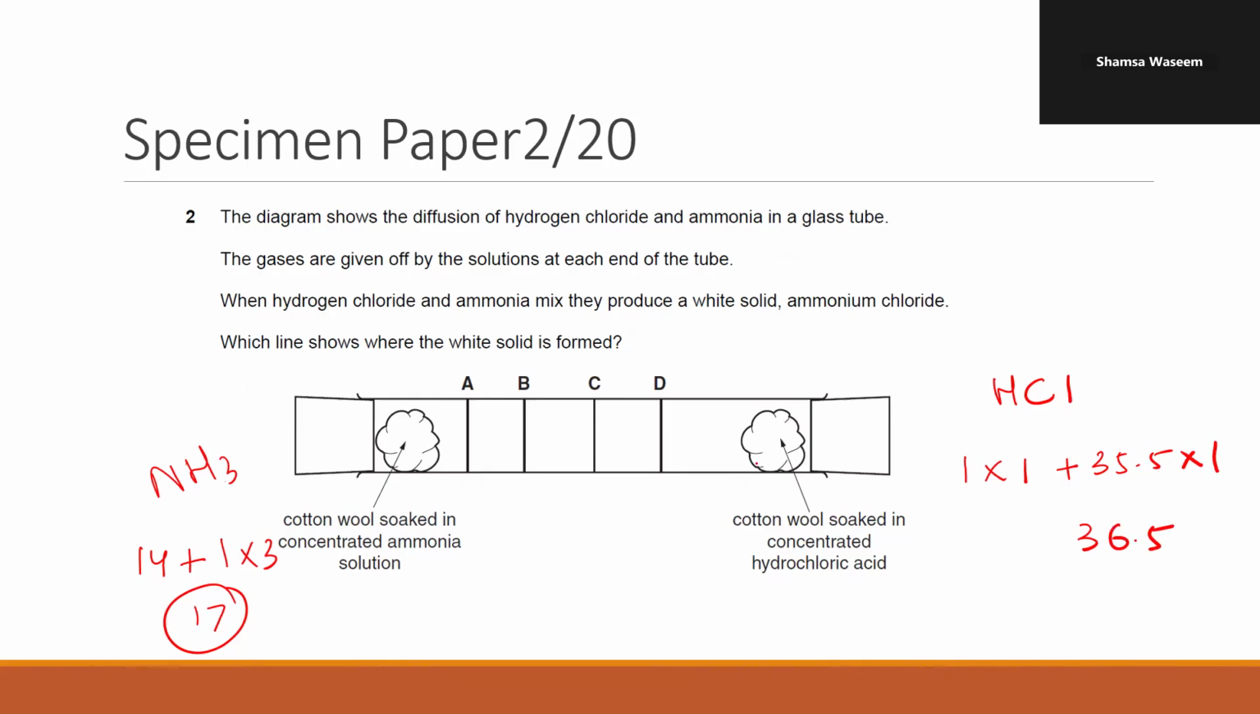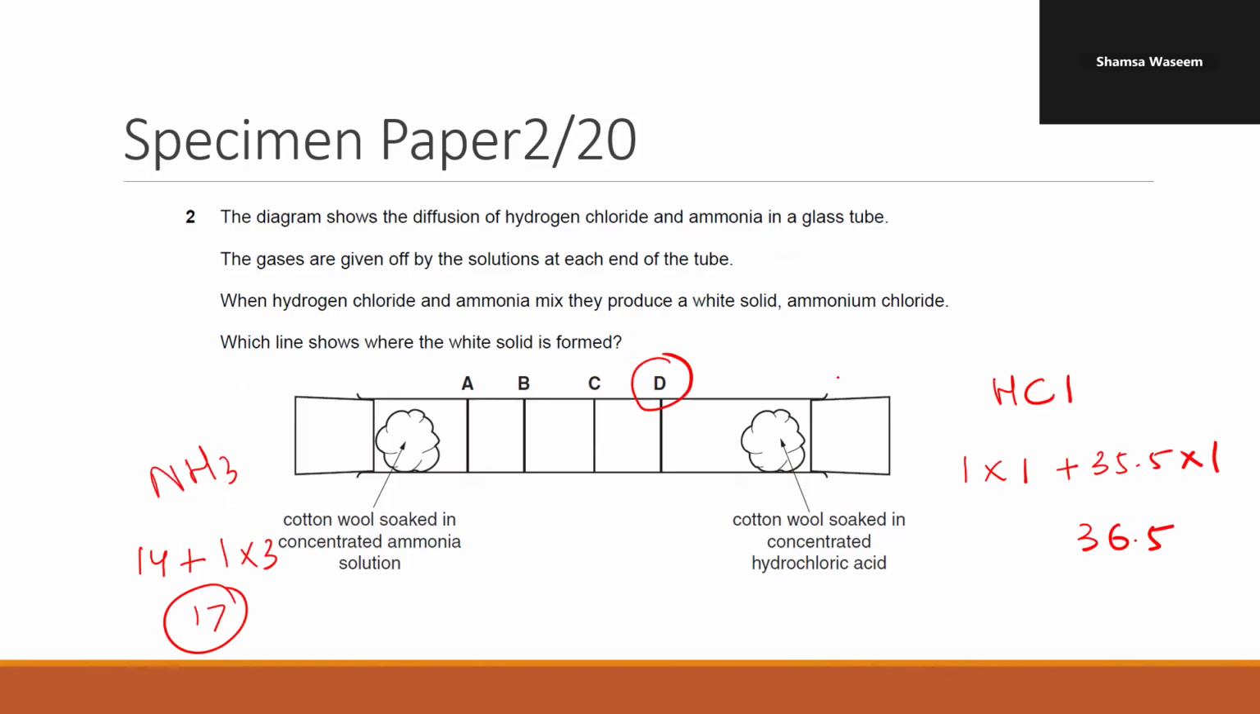Now see, ammonia is almost halfway lighter than 36.5. So it is going to travel more distance, being lighter in weight. As it travels more distance, the white solid is going to form over here. All right, C is just going to be halfway in between.